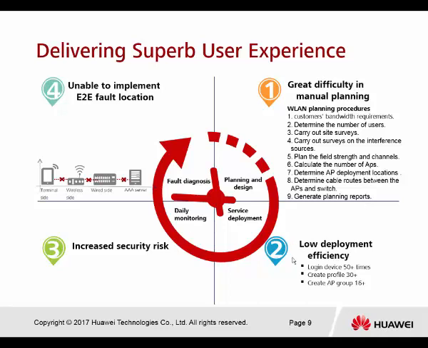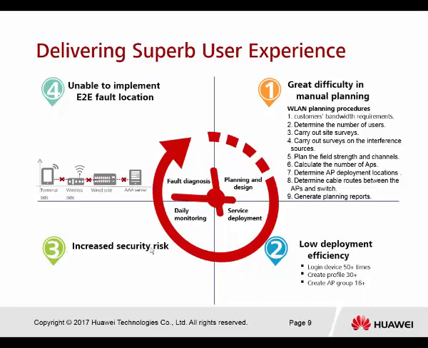And the second one is low deployment efficiency. Log in to the device 50 plus times. You need to keep logging in to your device and do the configuration. You can use Telnet or the console, but you still need to log in many times. Create a profile up to 30 plus. Of course, this is not only 30 plus. It depends on the number of devices that you're using, and the time for you to create the AP group.